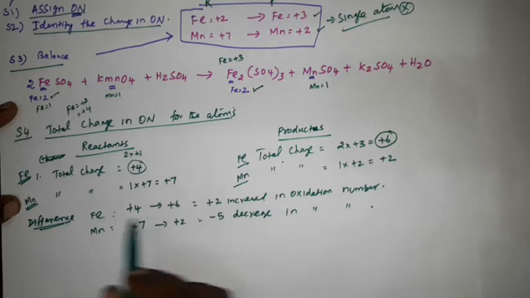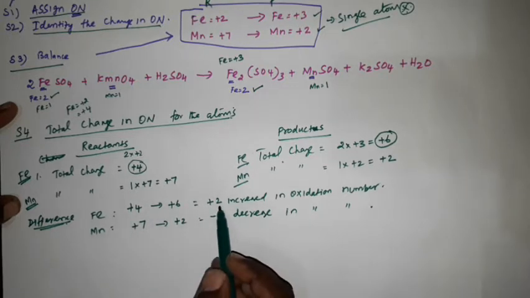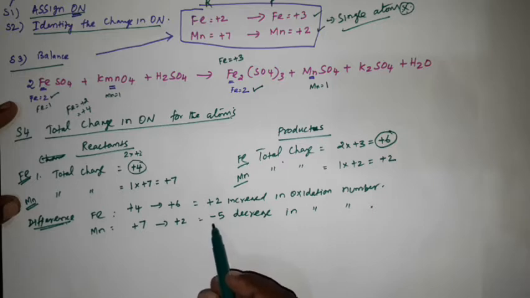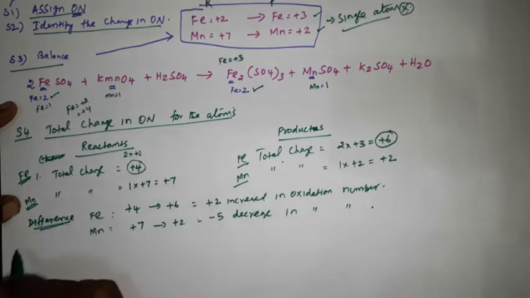Now we have calculated for iron, change in oxidation number is plus 2. For manganese, change in oxidation number is minus 5. The symbol is very important. Whether it is plus or minus, you have to write properly. Otherwise, you will get a mistake. Clear? Hope you understood. We will go to step 5.